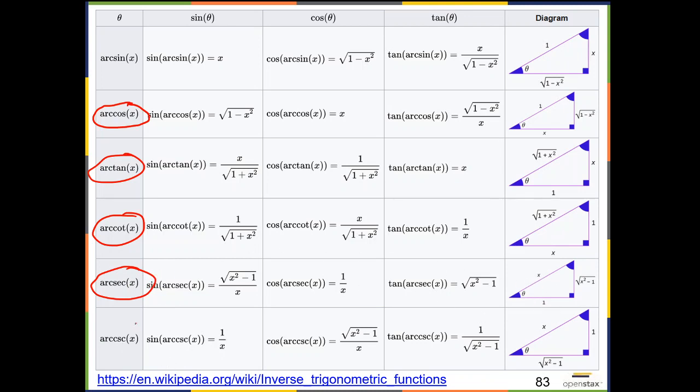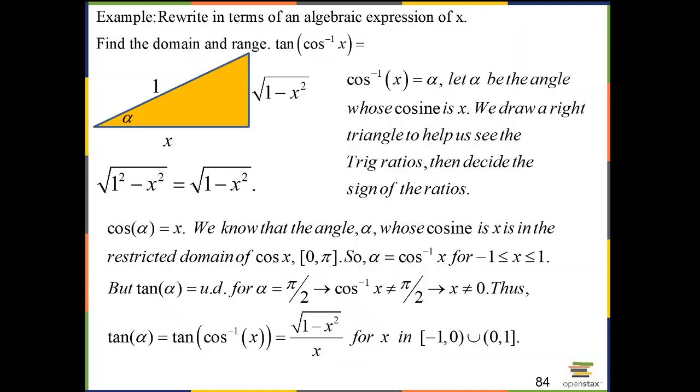And then arc cosecant of x. We're looking for an angle whose cosecant is x. That means whose sine is 1 over x. So we put 1 here and we put x here. And then figure it out. Okay? That's from Wikipedia, and you can take a look at it.